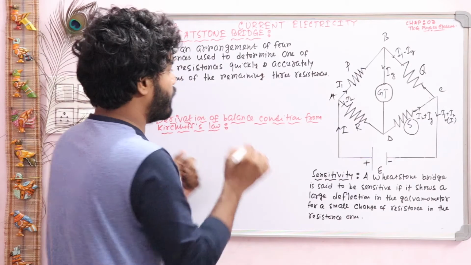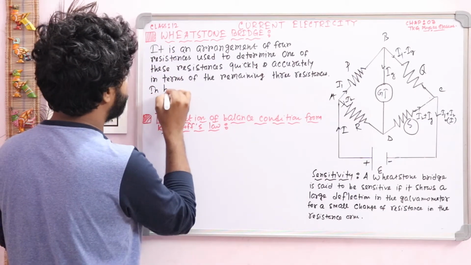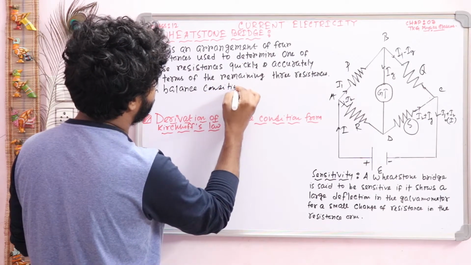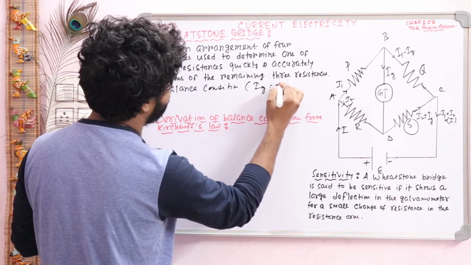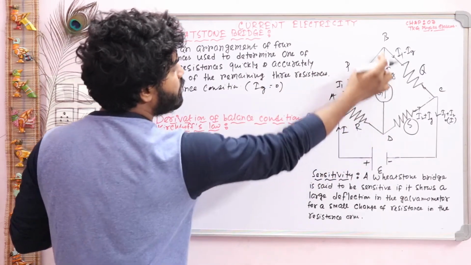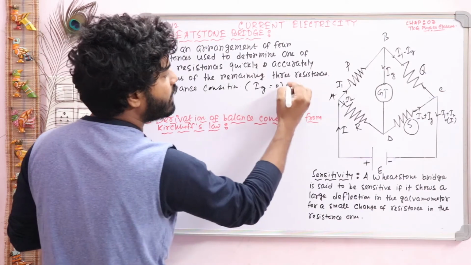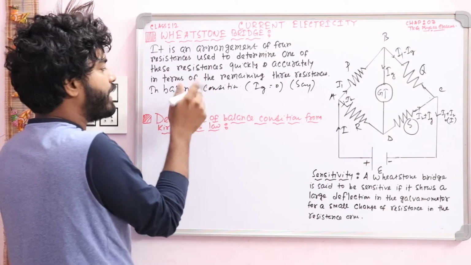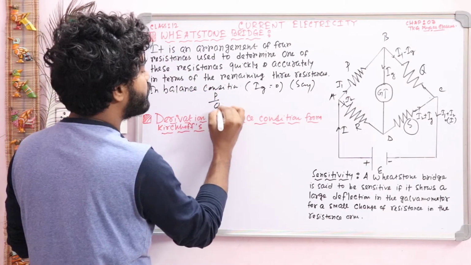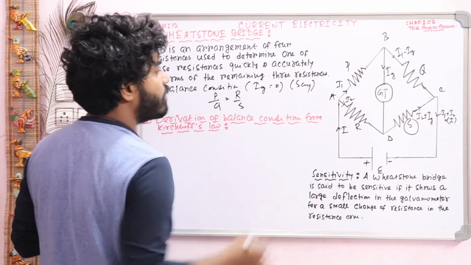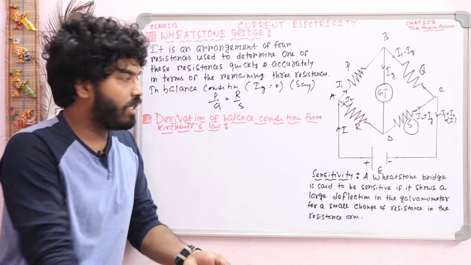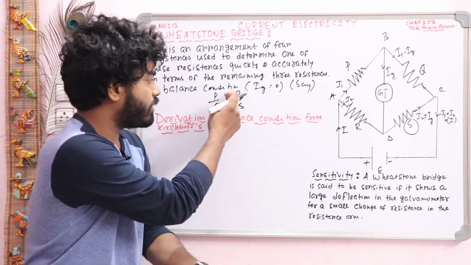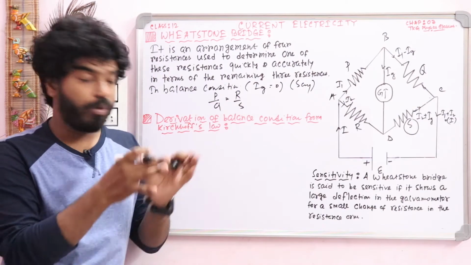Now in balance condition, that means Ig is equal to 0. There is no flow of current between B and D. Okay, so this is our given, and we will prove the balance condition happens when P by Q is equal to R by S. For balance condition of Wheatstone bridge, the ratio of resistance P and Q is exactly equal to the ratio of resistance R and S. We will prove it.